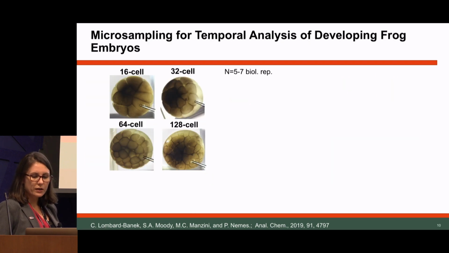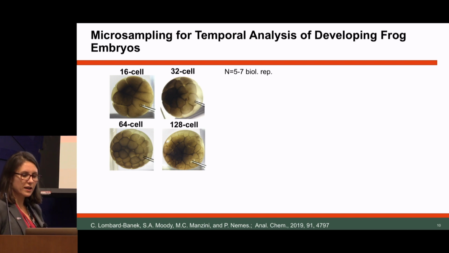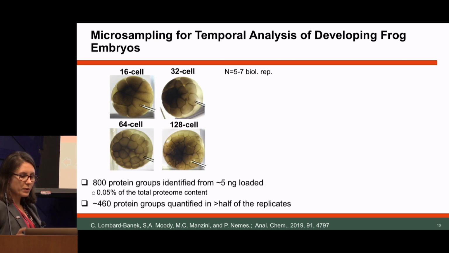And so we went on and applied the technology to developing cells, and especially we focused on cells that give rise to the brain. We identified about 800 protein groups from about 5 nanogram of total protein that were measured. So it's a very tiny portion of the proteome of those cells. And then we had about 450 that were quantified across most of the replicates.